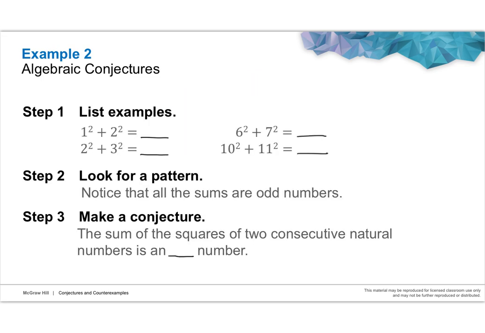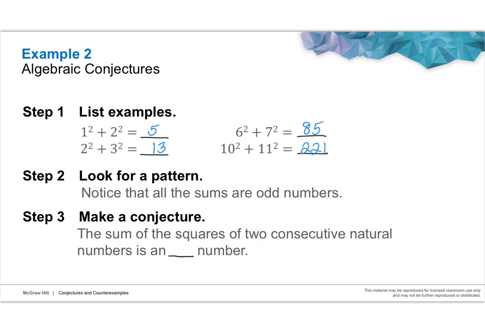So if we take the first two natural numbers, 1 and 2, and we add their squares, we have 1 squared plus 2 squared, which would equal 5. We have 2 squared plus 3 squared, 4 plus 9, which would equal 13. We have 6 squared plus 7 squared, which would be 36 and 49, or 85. And we have 10 squared plus 11 squared, or 100 plus 121, so 221.